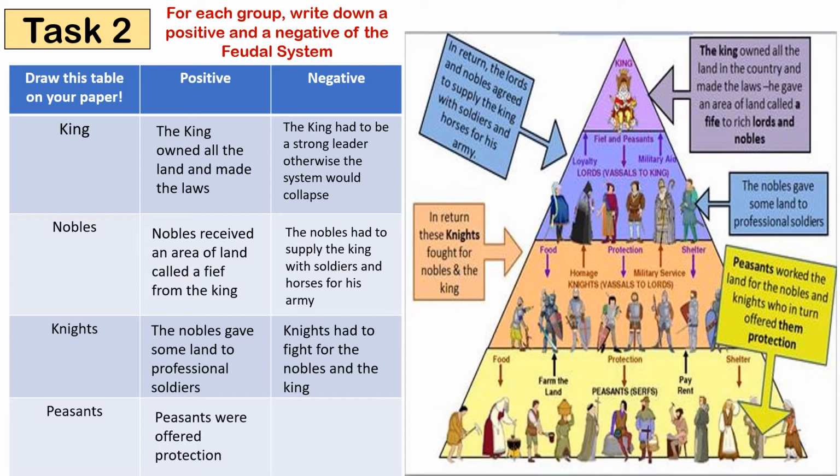And the peasants, of course, there aren't many positives in the feudal system for being a peasant, but we can say that they were offered protection. If you were working on a noble's land, you would be given protection by that noble. And the negative, they didn't receive any land in the feudal system. Of course, this is really the biggest issue for the peasants, whereas the king, the nobles and the knights would get some sort of land. Peasants didn't really own anything. They were just constantly working so they could be protected.